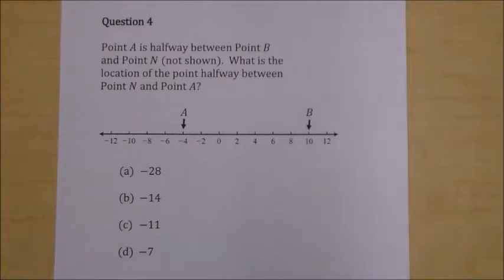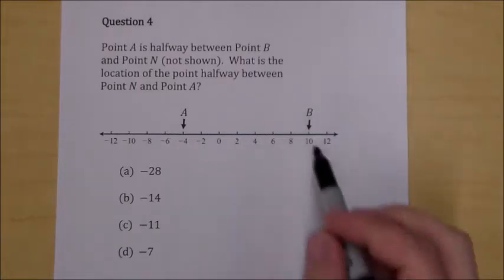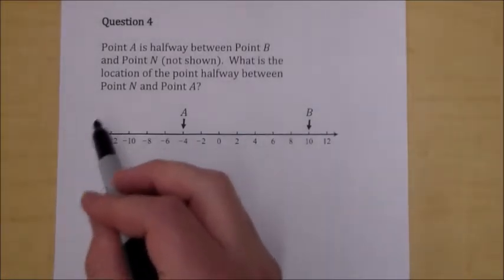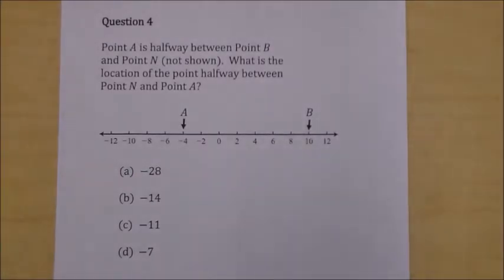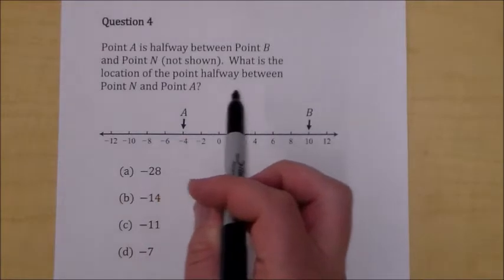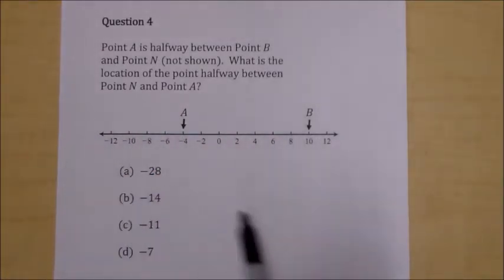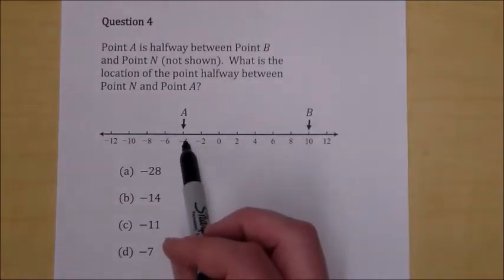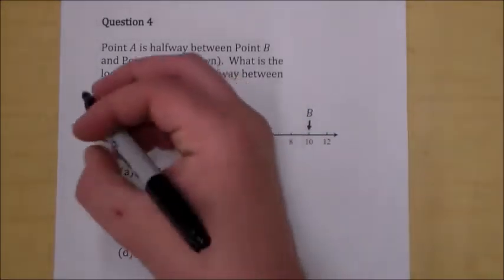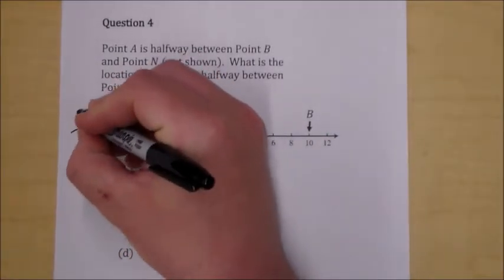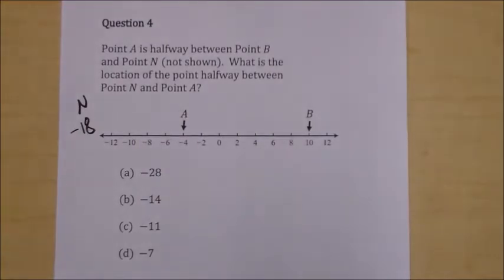Point A is halfway between point B and point N, not shown. Okay, so point N is somewhere out here off the number line. Oh no, it's a little tougher, but not too tough. What is the location of the point halfway between point N and point A? Well, point N's out here somewhere. So where is it? Well, 10 to -4 is 14 spaces, right? So 14 spaces to the left, or further negative from -4, will get us to -18. And that's where point N lives, at -18.